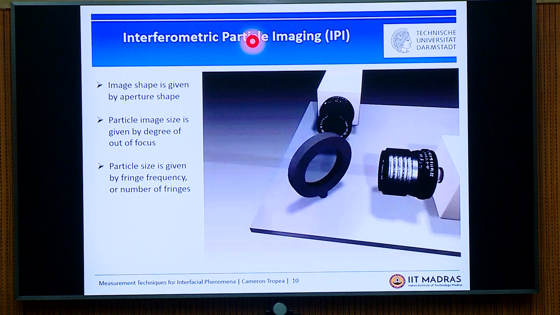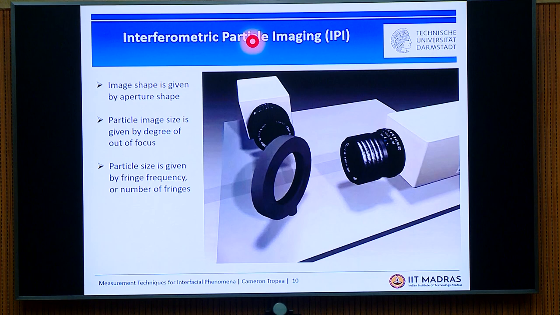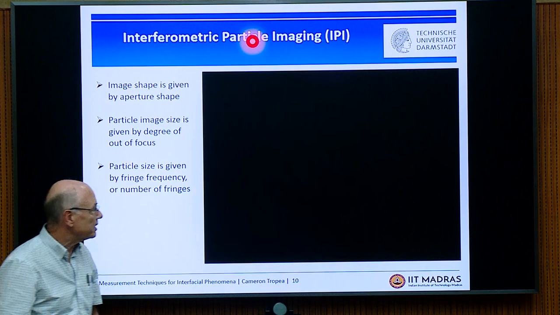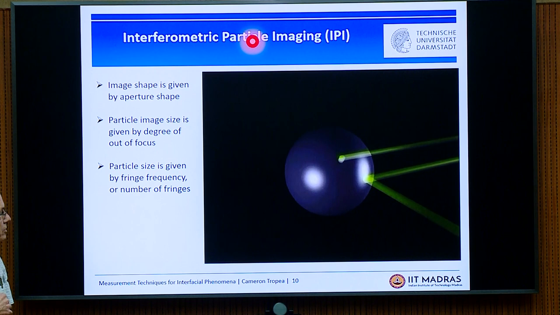So watch. This is now, just ignore this first camera. Ignore that camera. So this is now a laser light sheet. And now we see there's the two glare points, the reflective glare point and the first order refractive glare point. And now we have two points that we're imaging.